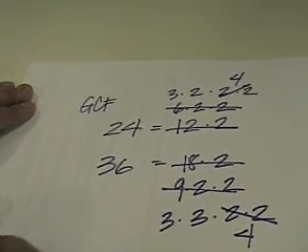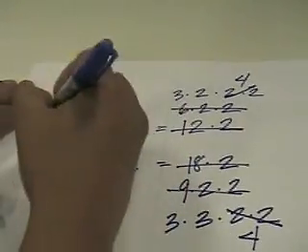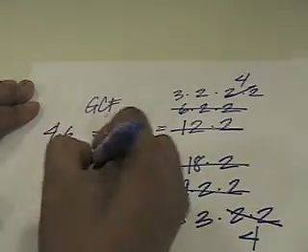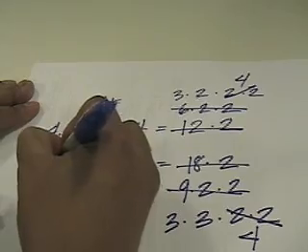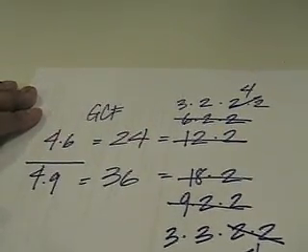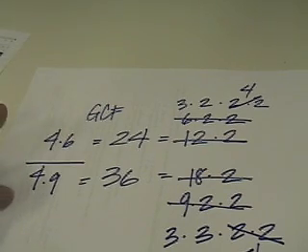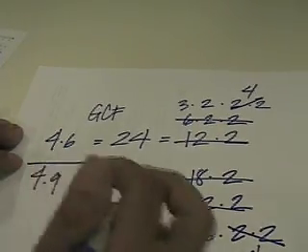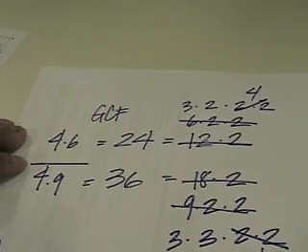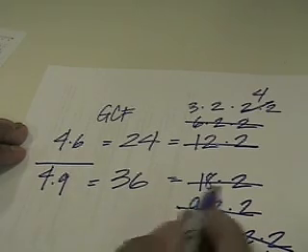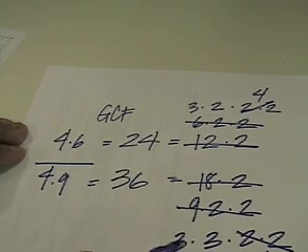Okay, so the greatest common factor between them is 4. 24 is 4 times 6, right? 36 is 4 times 9. So you can see which common factors they share, and the greatest common factor between them is 4. So you can utilize that when you're looking for least common denominator, greatest common factor. So the greatest common factor between both of them is 4.